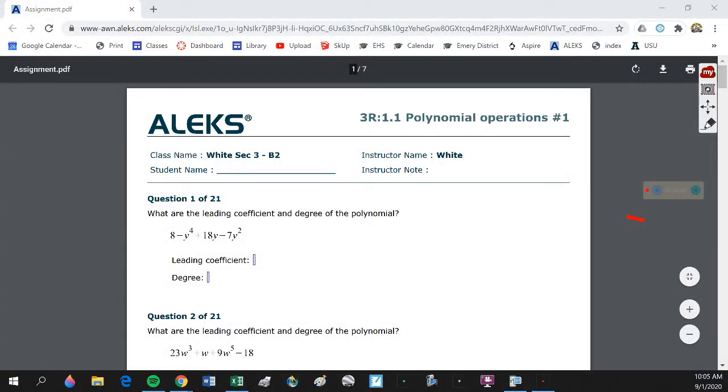Today we're going to do 1.1. So all of your assignments are going to have this form here. 3 regular, and then this is chapter 1, assignment number 1. We're just going to review polynomial operations.